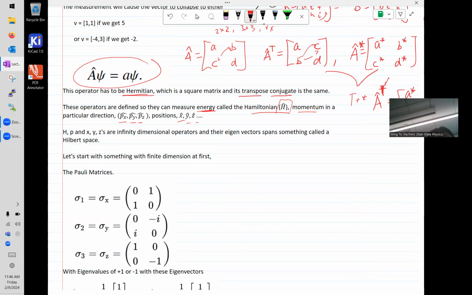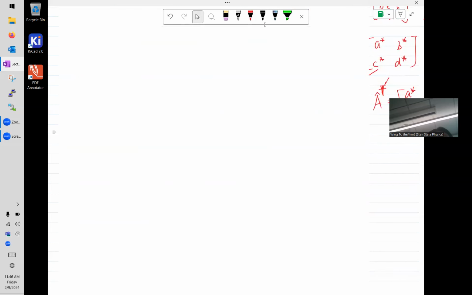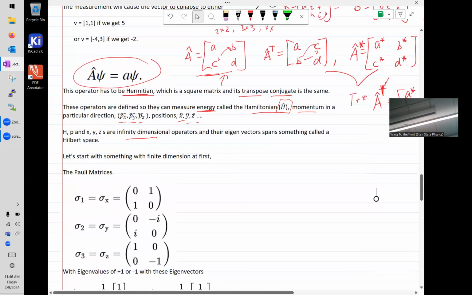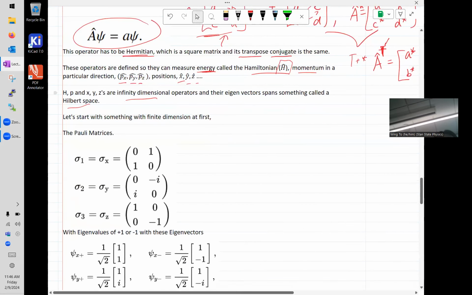The difference between the Hamiltonian, the position, and X, Y, Z is that instead of being a matrix of finite dimension, these operators are actually infinite dimensional matrices. So that means I can't really just write it down somewhere and do the multiplication by hand. In case you run into that in the future, this is known as the Hilbert space, where you have infinite dimensional vectors with infinite dimensional operators that can act on these things to give you eigenvalues and eigenvectors.